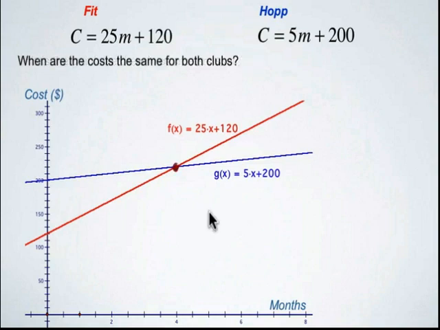And what I'd like to know is, when is the cost the same for both clubs? And also, when would you choose Club Hop, and when would you choose Club Fit?